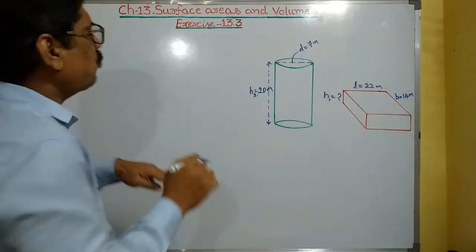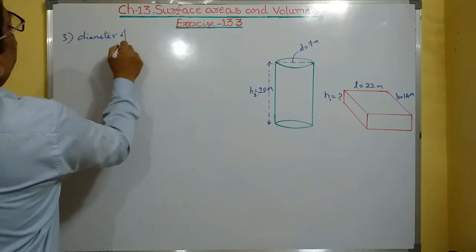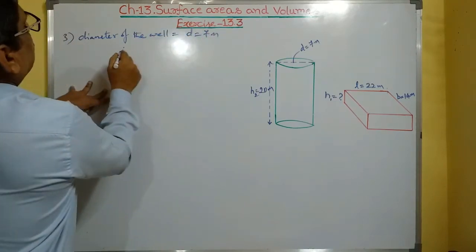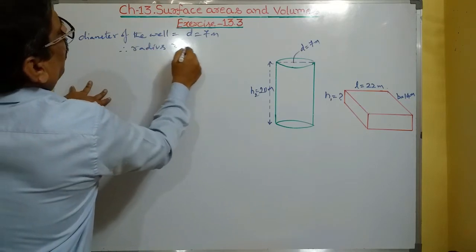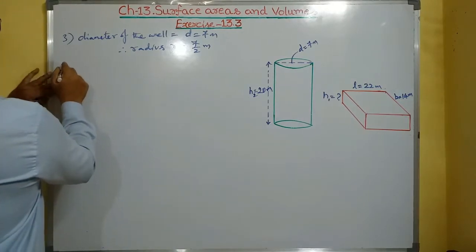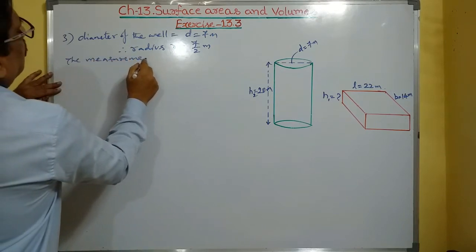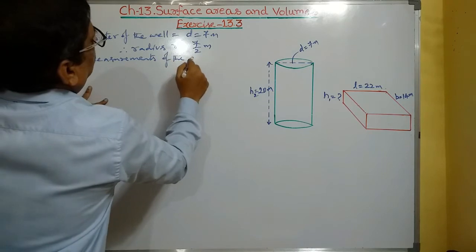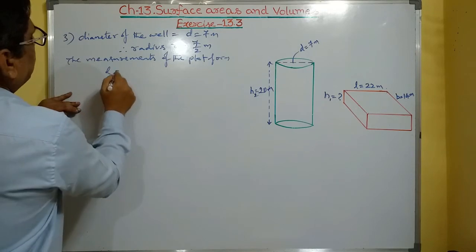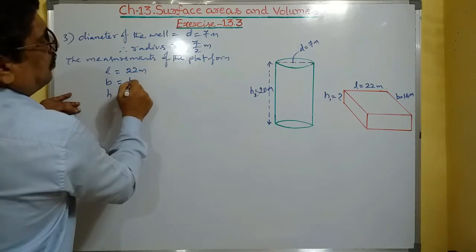So let us write the dimensions first. The diameter of the well, D is equal to 7 meters. Therefore, radius R is equal to 7 by 2 meters. Now, the measurements of the platform: length, breadth and height. Length, breadth are given, height we don't know. Length 22 meters, breadth 14 meters.